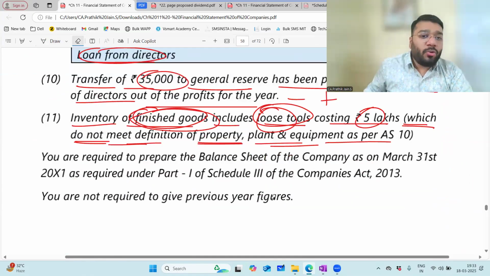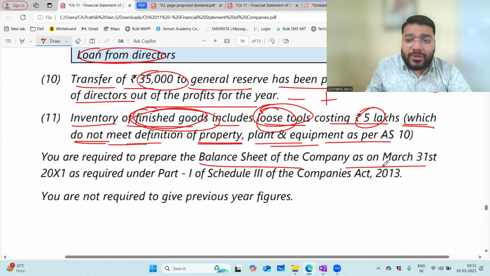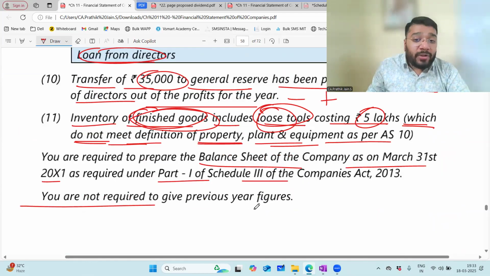Yes, sir. Now you are required to prepare the balance sheet of the company as on 31st March 2001 under part 1 schedule 3 of so and so. You are not required to give the previous year's figure.